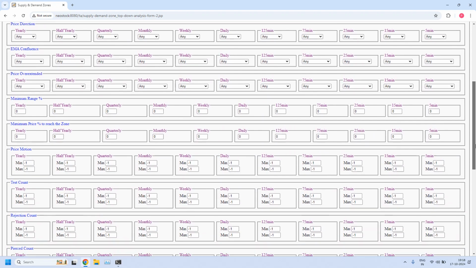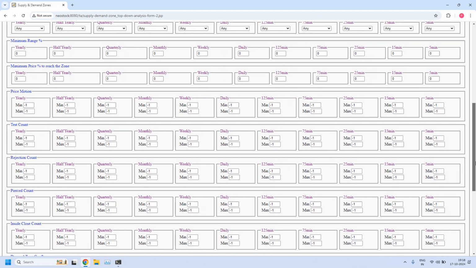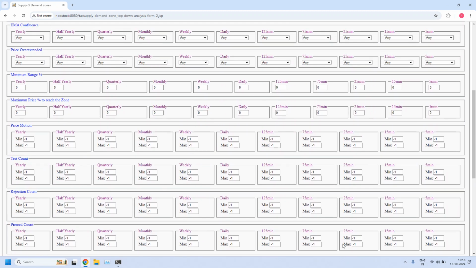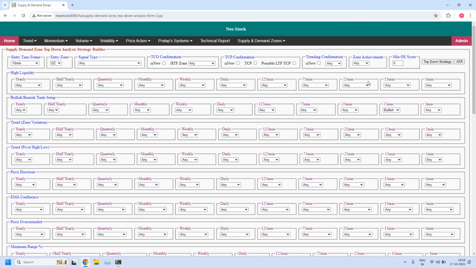The 15 minutes demand zone should not be pierced. So in the pierced count, 15 minutes time frame, I am setting minimum value 0, maximum value 0, zone achievement violated opposing zone, minimum odd enhancer score is 12. With all the three filters applied to 15 minutes demand zone.